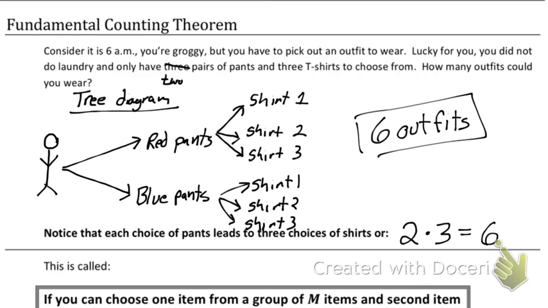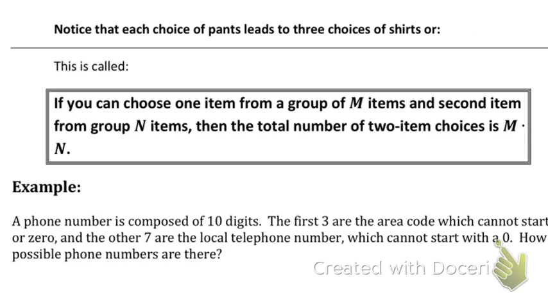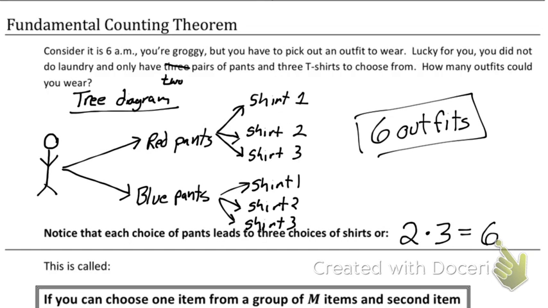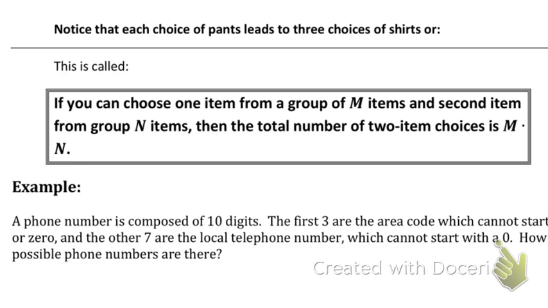All right, so if I have 2 items to choose from, and I have multiple of each, then we just multiply them together. And that is our fundamental, well, it's right up there, fundamental counting theorem. We're going to put that right here. So this is the fundamental counting theorem.